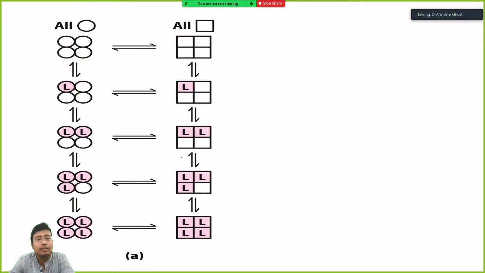It can be represented in a simple way, just like this. L means oxygen, the ligand. In this case all are in taut form, in this case all are in relaxed form. Binding of one ligand will facilitate binding of another. It is true for both the taut form as well as the relaxed form, and both of them are in equilibrium. Everything is in equilibrium. This is in equilibrium, this is also in equilibrium, and these two are also in equilibrium.